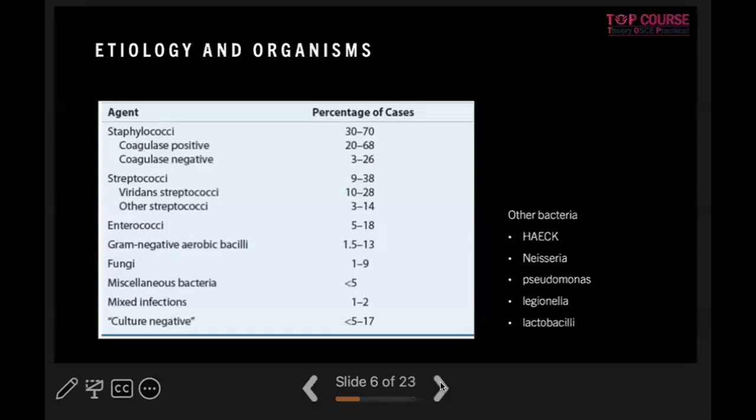And enterococci also has a significant incidence of 5 to 18%, and gram-negative bacteria between 1.5 to 13%. Fungus is even rarer, 1 to 9%. And miscellaneous bacteria like the HACEK group of organisms, Neisseria, Pseudomonas, Legionella, Lactobacilli could be seen in less than 5% of the cases. And culture negative can also be seen in approximately 5 to 17% of the cases. But all you have to remember is Staphylococcus and Streptococcus are the most common. So whenever you are starting the antibiotic, your antibacterial should cover this antibiogram with the most common organisms.